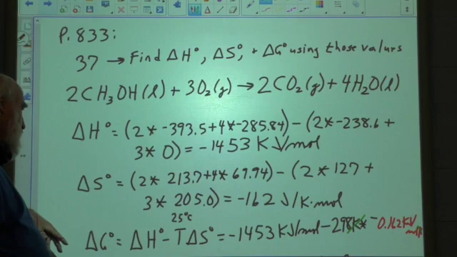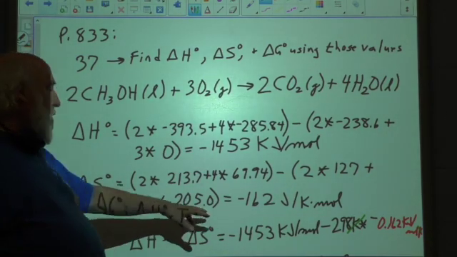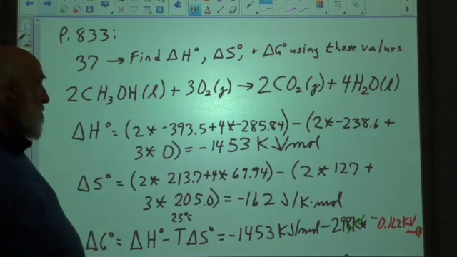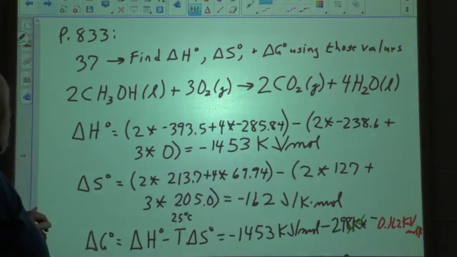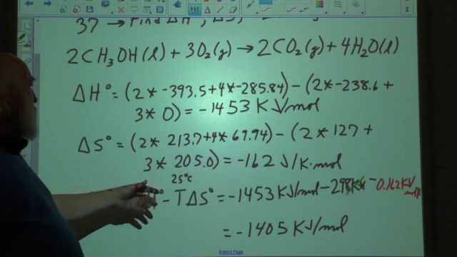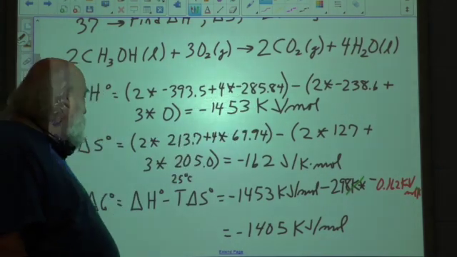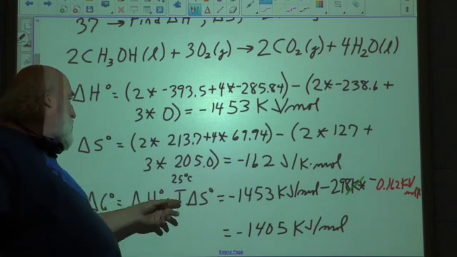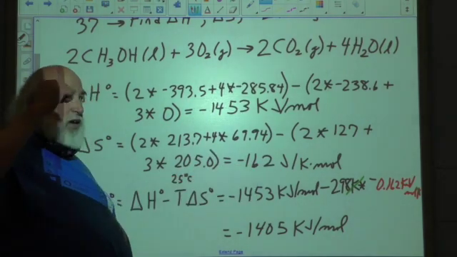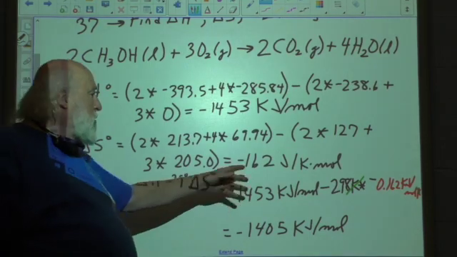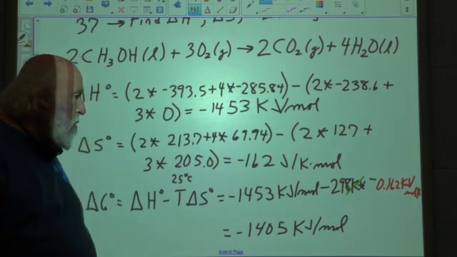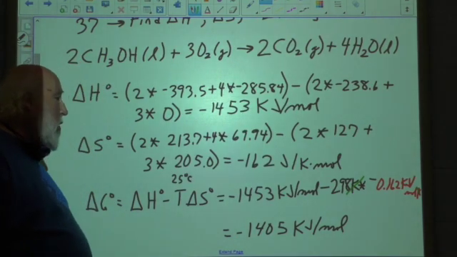At any rate, the delta S standard, you should get a negative 162 joules per Kelvin mole, however you want to look at it. And the delta G equation is delta H, which is in kilojoules per mole, minus T, which is 298 Kelvin, as I said, times delta S. The problem with delta S, if you take a look at the label at the top of the column, is it's joules per Kelvin mole or joules per Kelvin. Don't forget the mole. They should have a mole in there, but they don't.